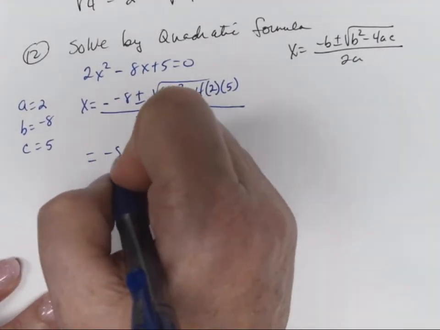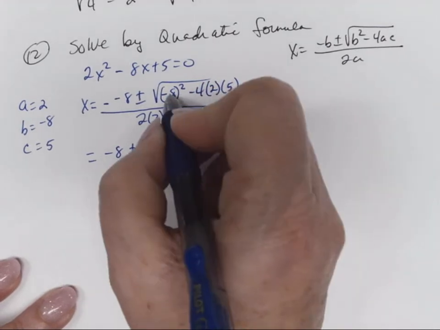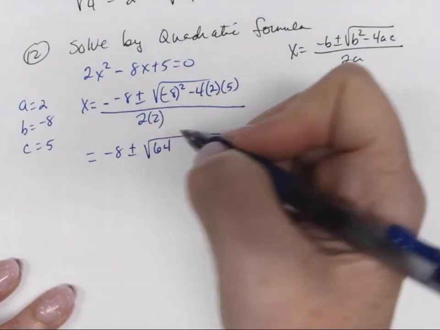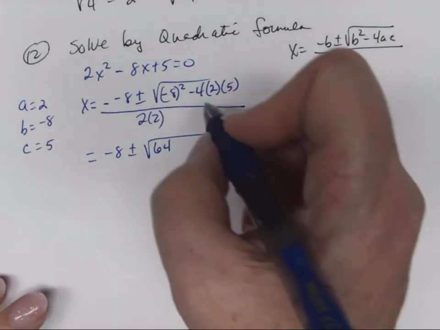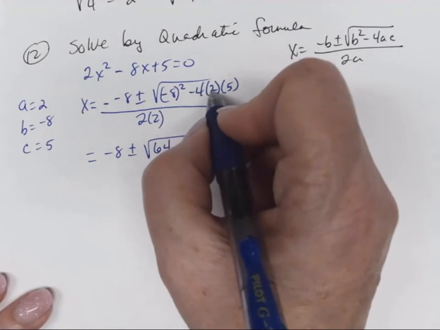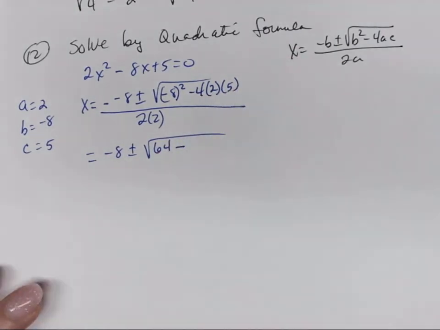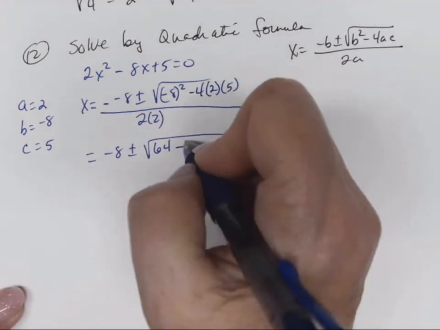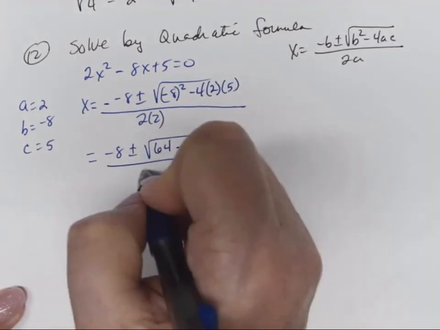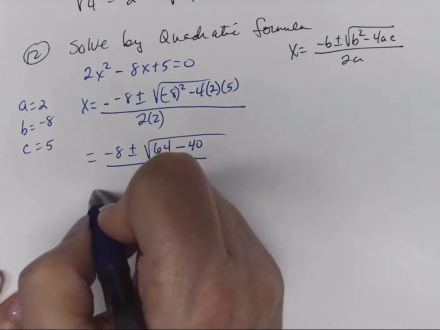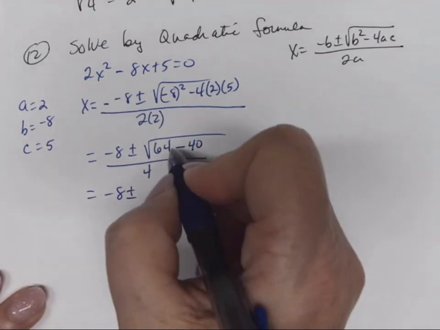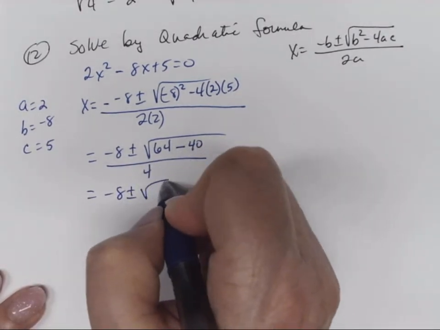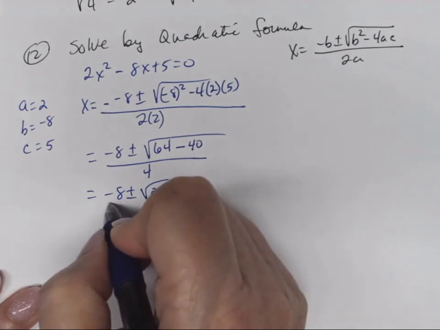So this will be negative 8 plus or minus the square root. Negative 8 squared is 64. That's what I mean by positive at that point. I have a negative times a positive times a positive, so I like to take care of the sign. 4 times 2 is 8. 8 times 5 is 40. All over 4. So negative 8 plus or minus 64 minus 40 is the square root of 24.